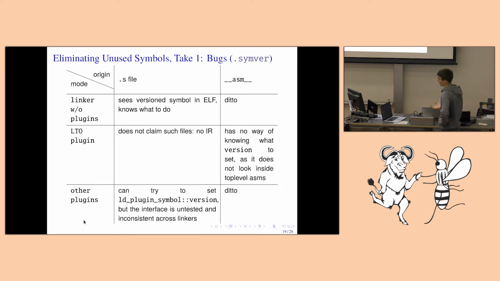What about our plugins? It sees ELF, right? So in theory, it knows the version it has to set. However, since the LTO plugin is really the only test case for testing of the plugin API, it does not work consistently across linkers, and I'm not sure. Yeah, it does work for Gold, and it does so differently for BFD linker. I'm not sure how broken that is. So there's a problem.